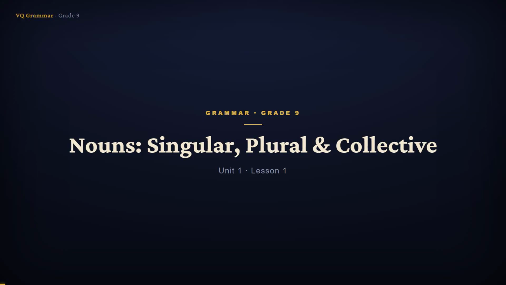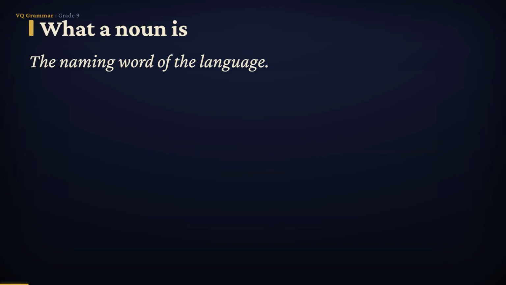This is Unit 1, Lesson 1, and we're starting where every sentence starts, with the noun. Nouns are the names we give to everything around us, and today we'll look at them through the lens of number. One or many? And what about a word that names a whole group at once? Let's dig in. Let's begin with the basics.